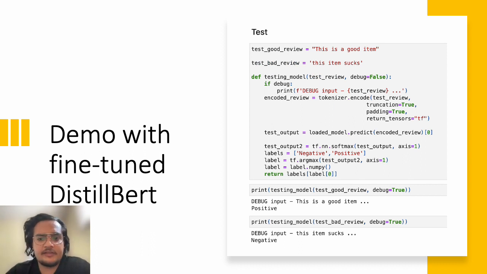In this slide, we are showing you the demo with the fine-tuned DistilBERT. Because of the intensive fine-tuning process, we saved the fine-tuned model weights. We did 2 simple demos to demonstrate the model performance. Both demos were correctly classified, as you can see in the example in the slide. The first example is the review, "This is a good item," which is correctly classified as positive, and the review "This item sucks" is correctly classified as negative.